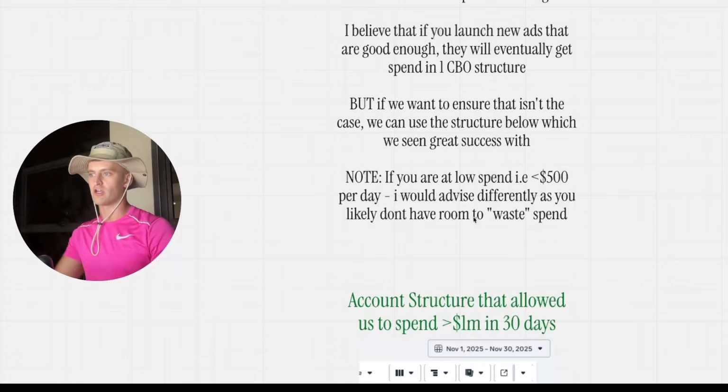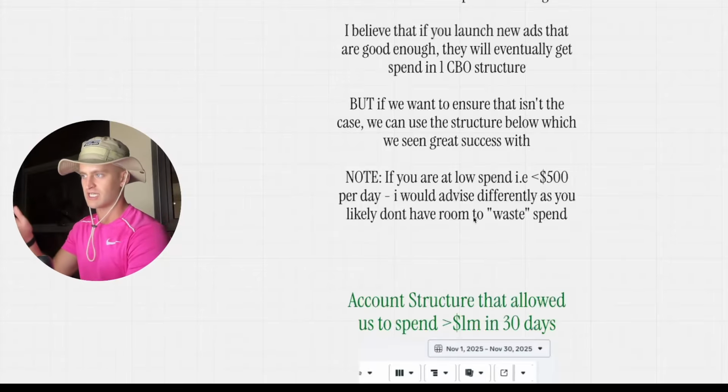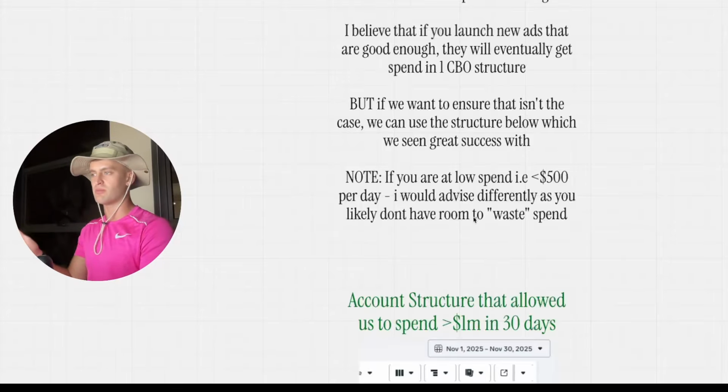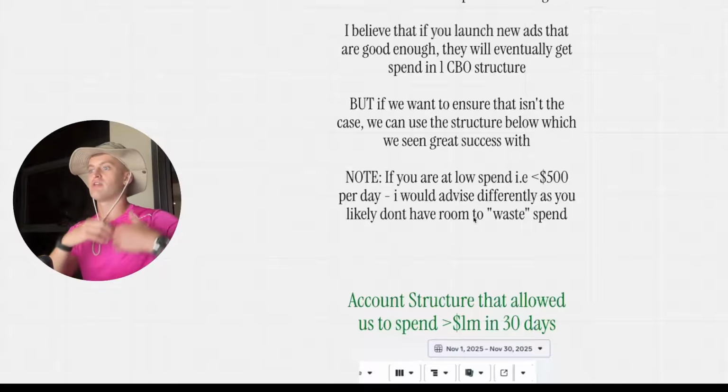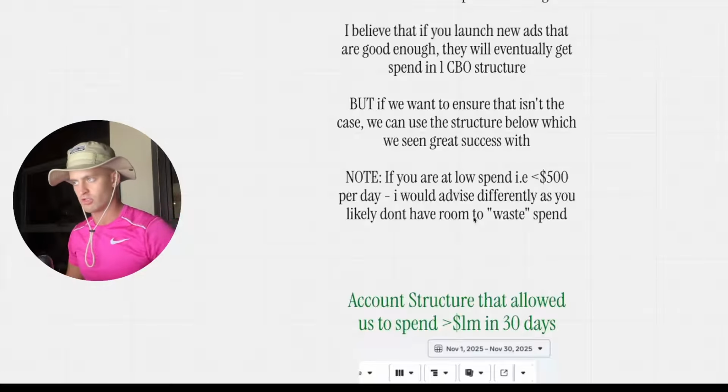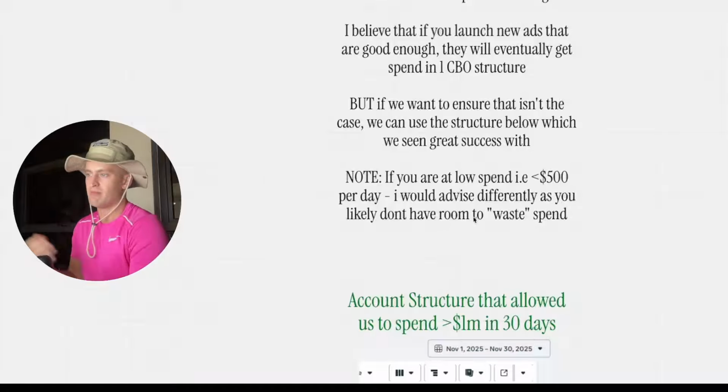I would focus on the creative, by continuing to improve on your creative, your videos, your statics, continue to launch them in a CBO until you get to a point where the ads do spend. And once you can scale to like 1-2K a day in spend, then you've got the room to allocate $100 to $200 into ABOs, in my opinion anyway.